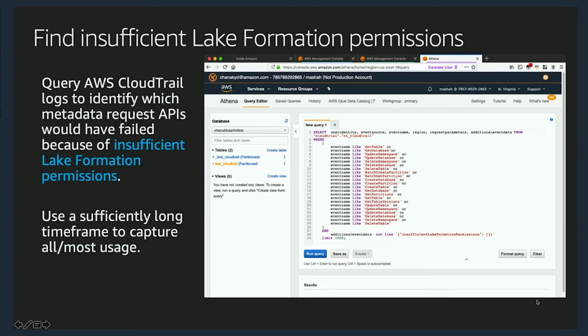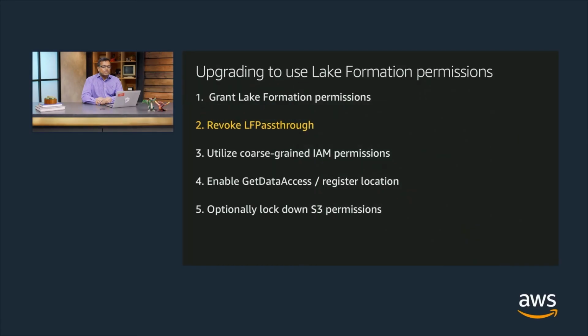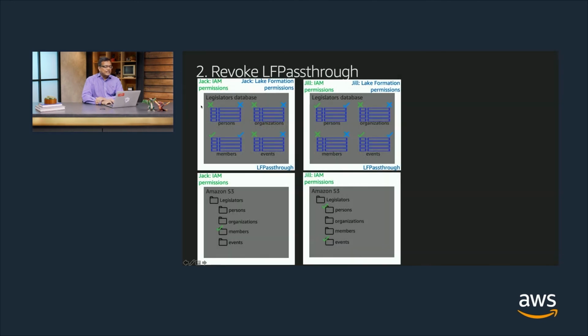So we showed how to find what permissions should be set up for our users, and we granted those Lake Formation permissions to both Jack and Jill so far. Now let's go through and revoke the Lake Formation permission. What does that mean? This is the world we have right now. These were the permissions. We've set up corresponding Lake Formation permissions. So we've set up Jack to have permissions to the members table, and we've set up Jill to have permissions to the persons and the events table.